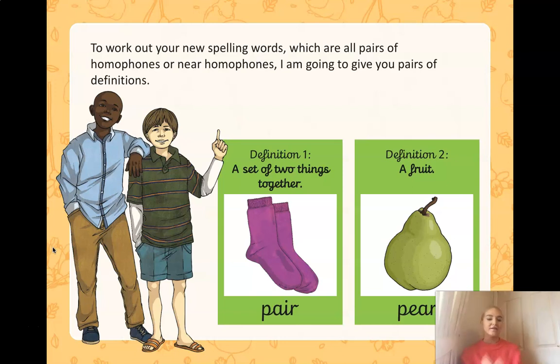Now, when things are grouped in twos, we know that they come as a pair, so we could have a pair of socks. And then my definition two for the other homophone that pairs with my first homophone is a fruit. So if we know that my definition one is a set of two things together, my spelling word is pair. So my fruit is also going to be pear, but spelt in a different way. And we know that we can eat pears, they are a type of fruit.